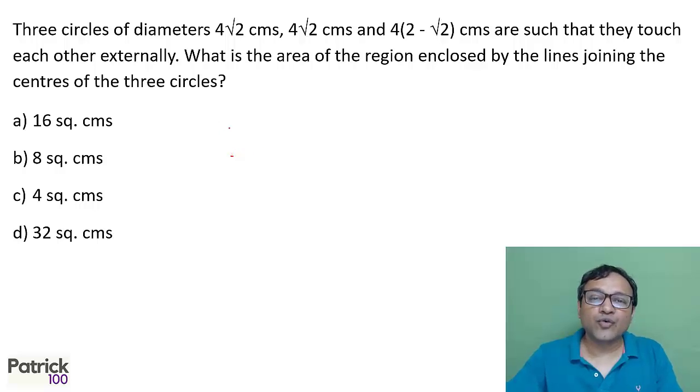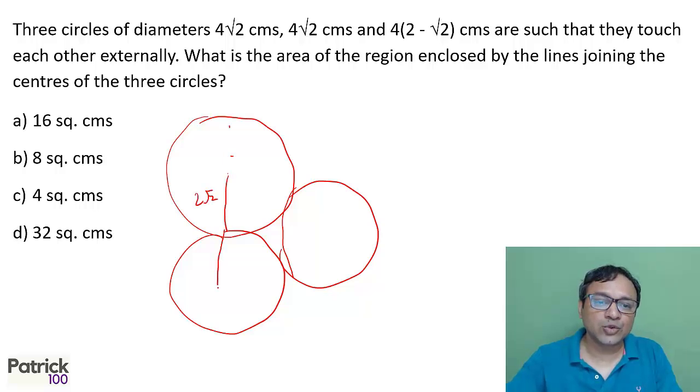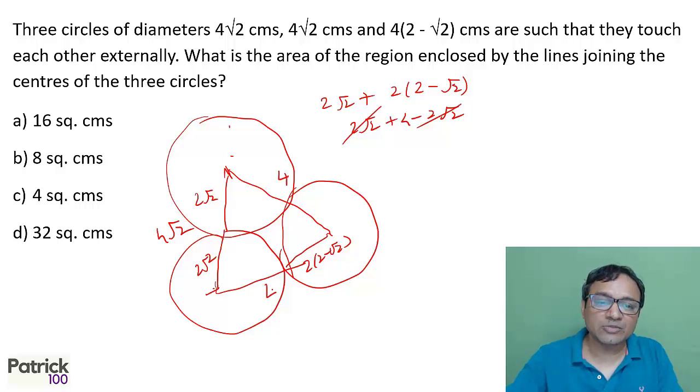Three circles, 4 root 2, 4 root 2. If you look at this, the radius will be 2 root 2, the diameter is 4 root 2, the radius is 2 root 2, and here the radius will be 2 minus root 2. You want the area of this triangle. So find the side. This side will be 4 root 2. This side is 2 root 2 plus 2 into 2 minus root 2. If you solve this, it becomes 2 root 2 plus 4 minus 2 root 2. This gets cancelled, so this side becomes 4. So this side also becomes 4.